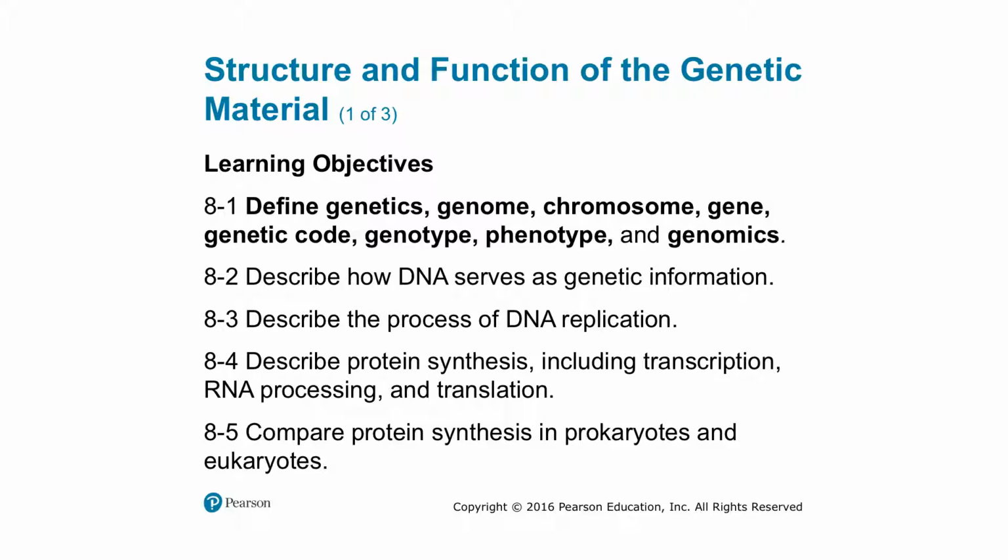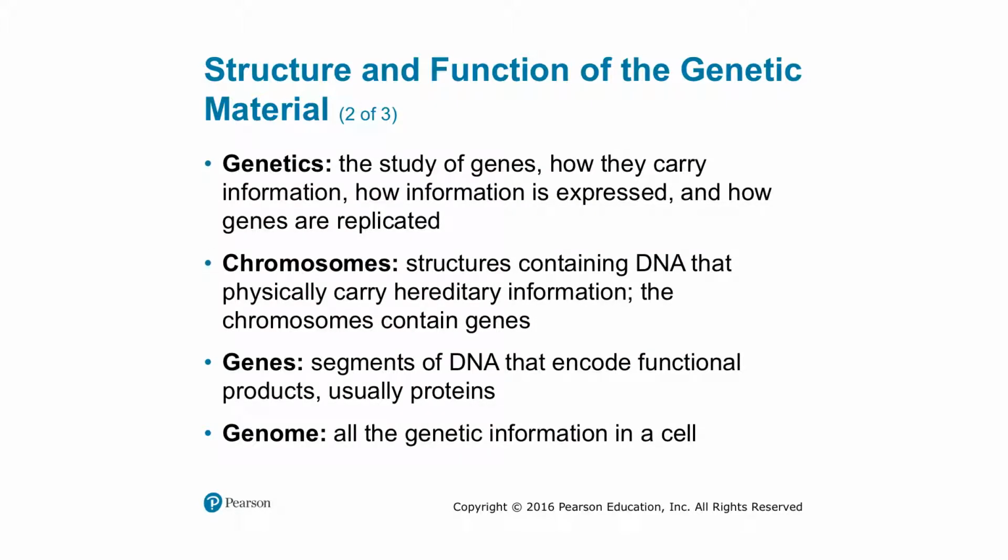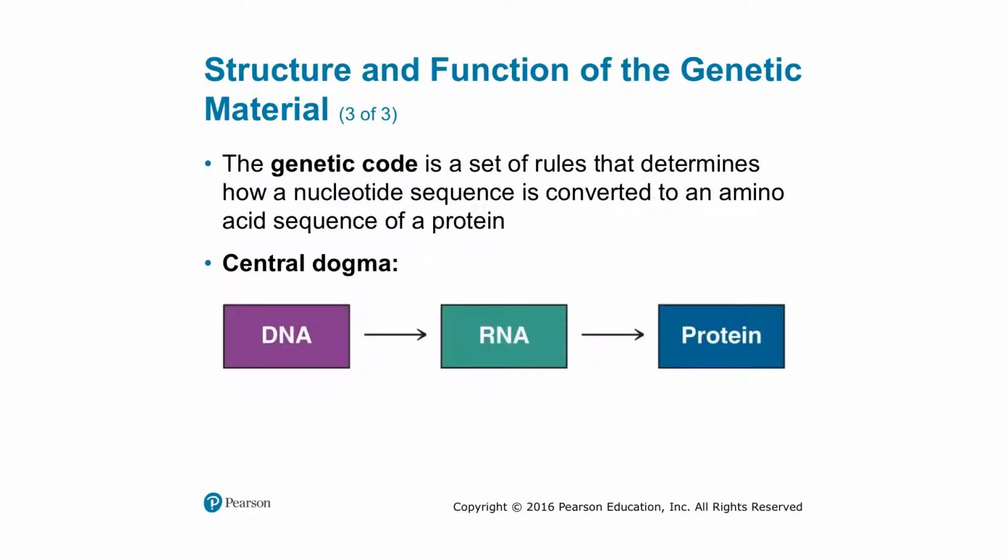And so next we're going to talk about the structure and function of the genetic material. So genetics is the study of genes and how they carry information and how that information gets expressed, as well as how those genes are replicated. Chromosomes are the structures containing DNA that physically carry out hereditary information. The chromosomes contain genes. And genes are segments of DNA that are going to encode functional products, usually proteins. The genome happens to be the genetic information in a cell, all of it.